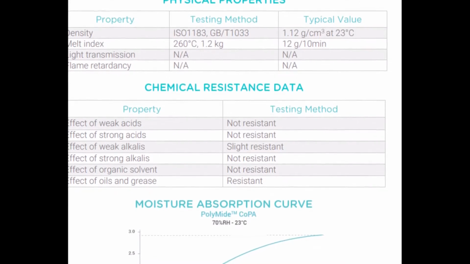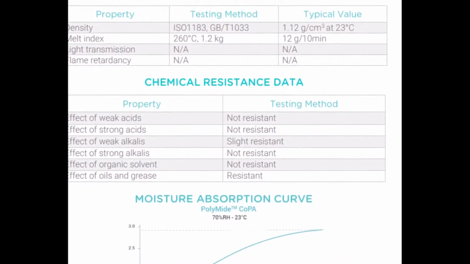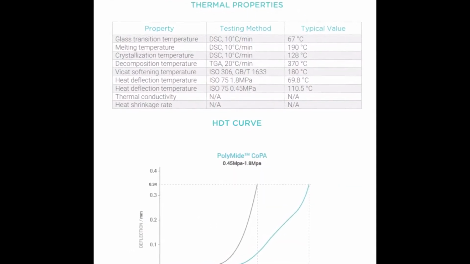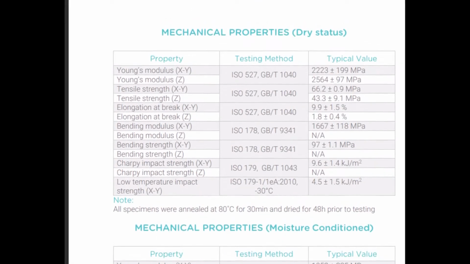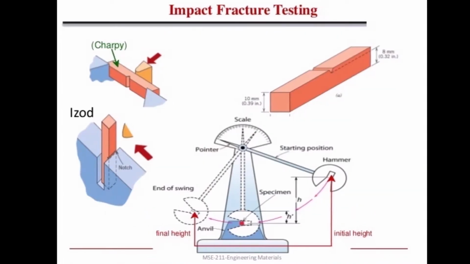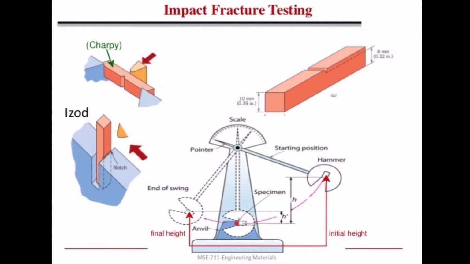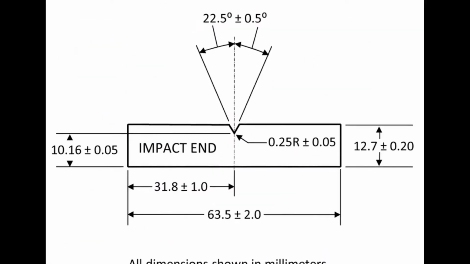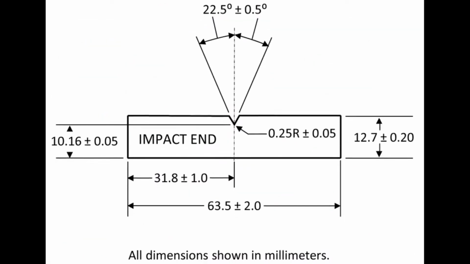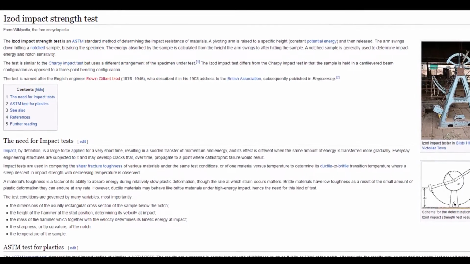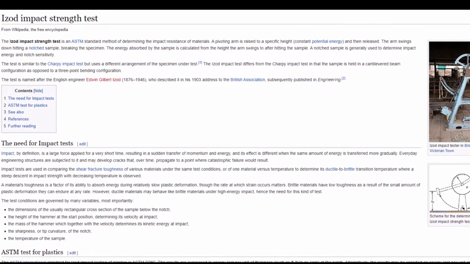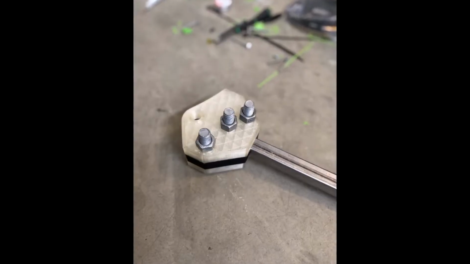Often you can find these online as a technical data sheet. There are physical, thermal, and mechanical properties. There's also chemical resistance. There's a mechanical property called Izod impact strength. The Izod impact strength is an impact strength testing procedure credited to Edwin Gilbert Izod. There's a test specimen which gets struck by a hammer pendulum of sorts.